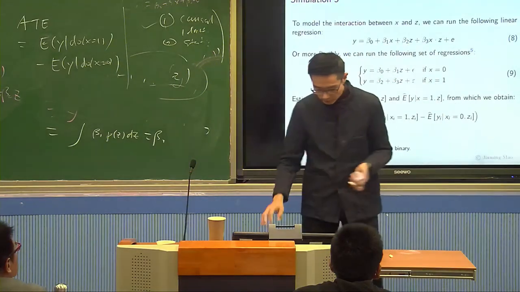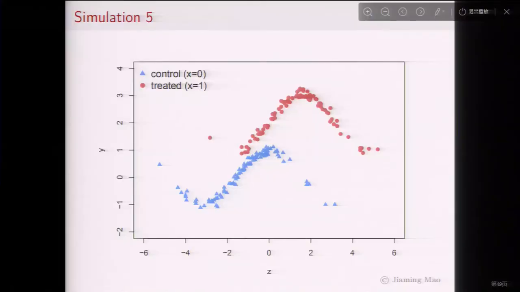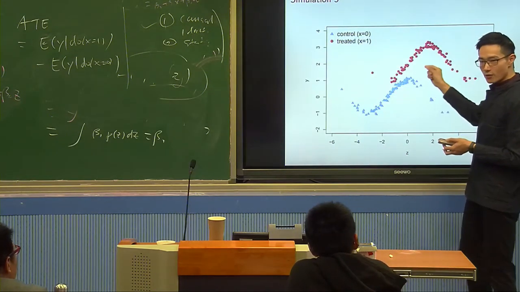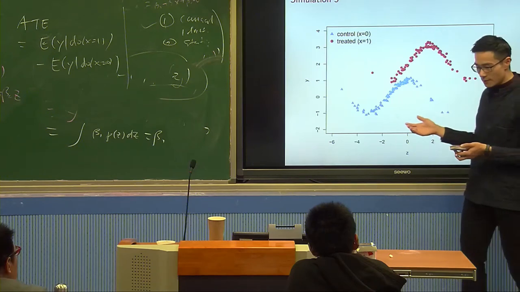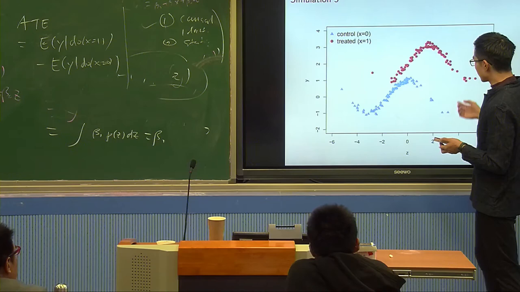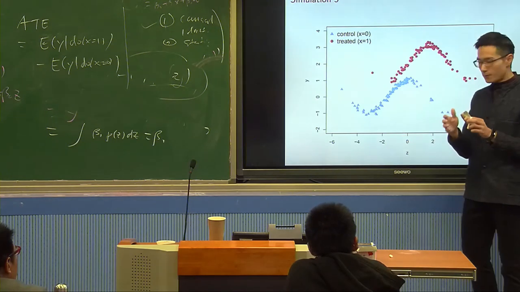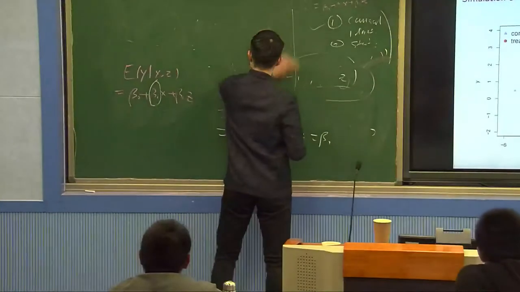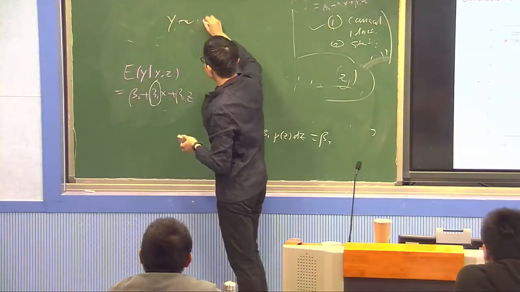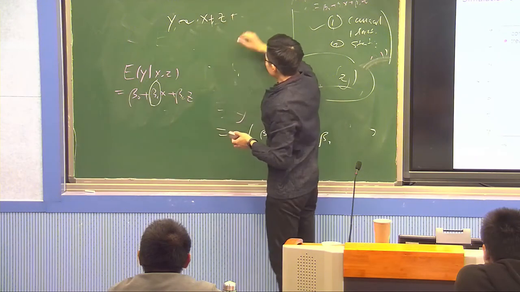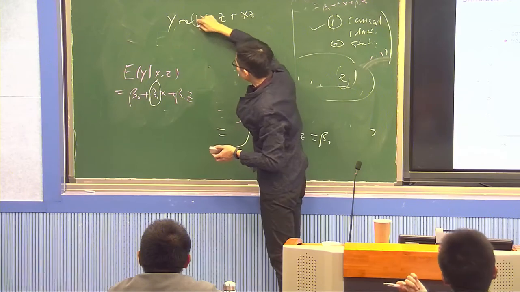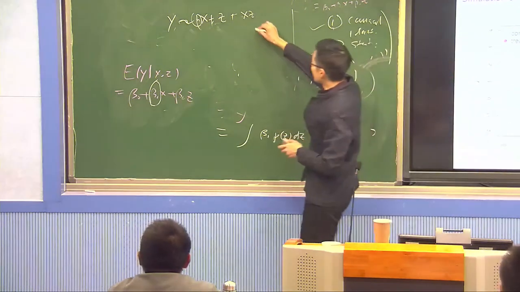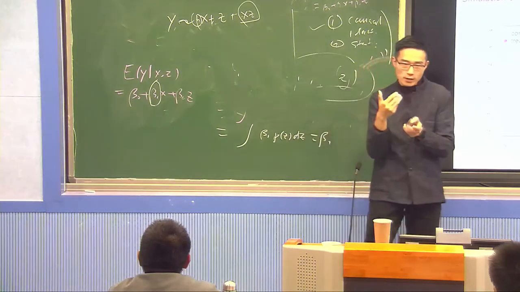Well, there are different ways to estimate it. The first way to estimate this is I say, okay, I have Y as a function of X, as a function of Z, but I can also have Z interact with X, because here the treatment effect obviously depends on Z. So I can have Y regress on X, regress on Z, but I can also regress on XZ. If this is the treatment effect, this thing does not vary with Z. But here, the treatment effect varies with Z. So I can add something like an interaction term to capture that kind of interaction.